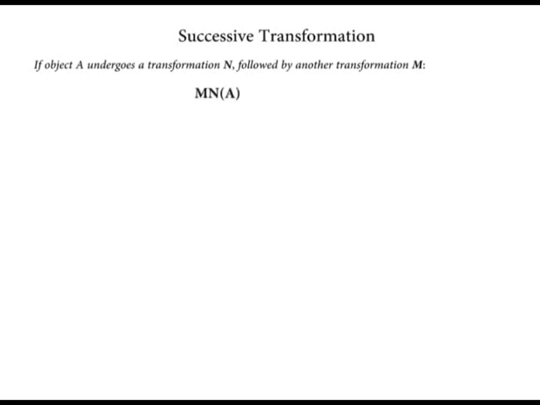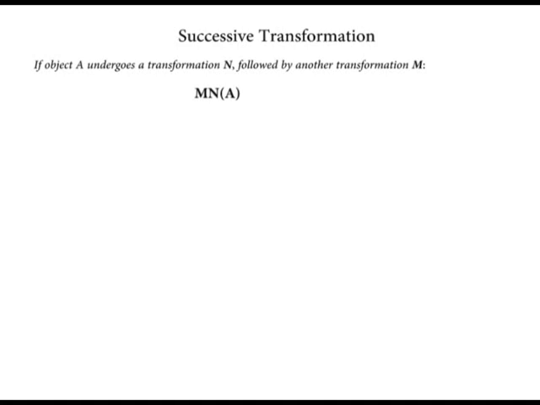Next, successive transformations. Now, an object can undergo several transformations one after the other. This is done such that the image of the preceding transformation becomes the object of the next transformation. When an object A undergoes a transformation N followed by another transformation M, this is written as MNA. The first transformation is the one next to the object. In this case, it's N. So the object first undergoes transformation N, and then the result undergoes transformation M. That order is very important.